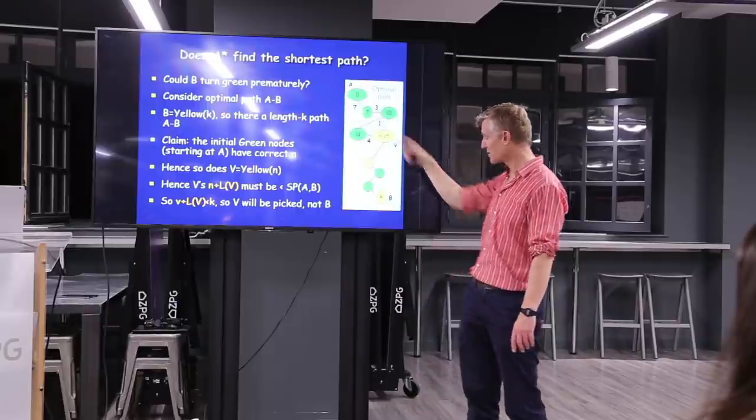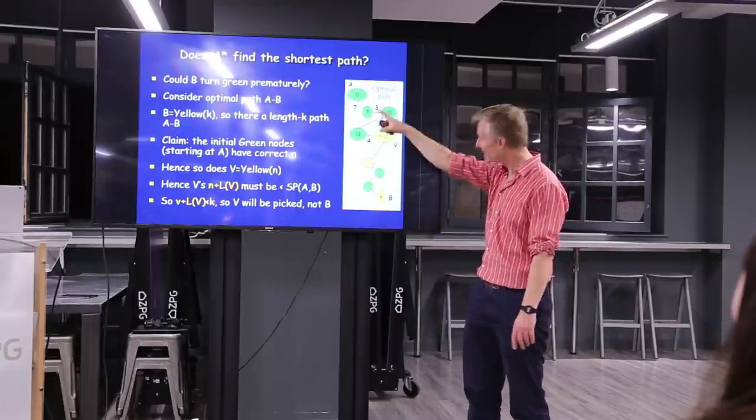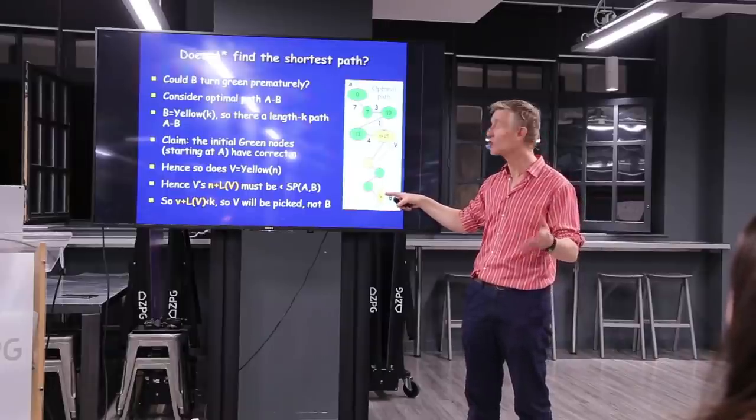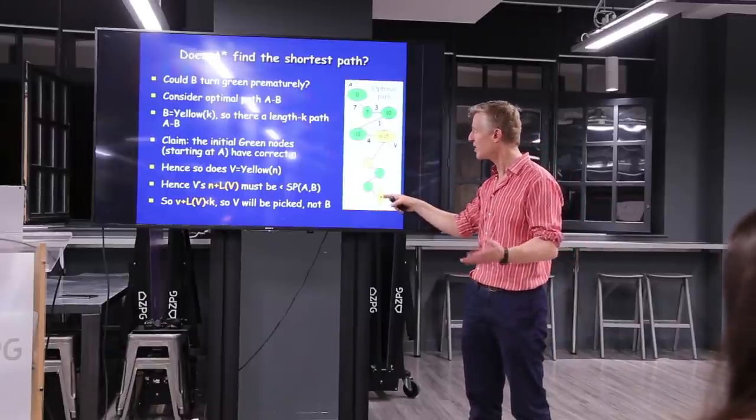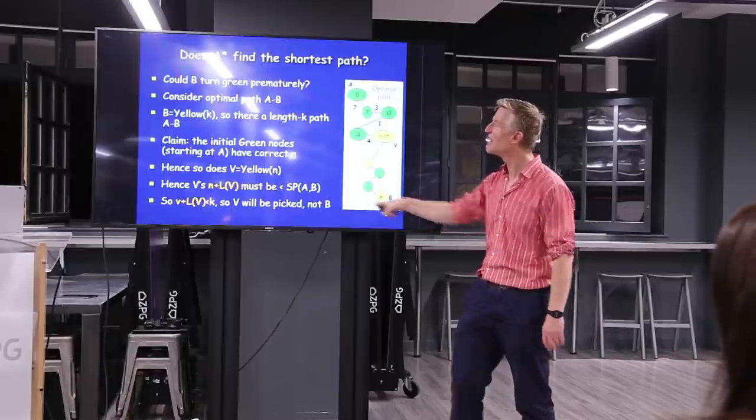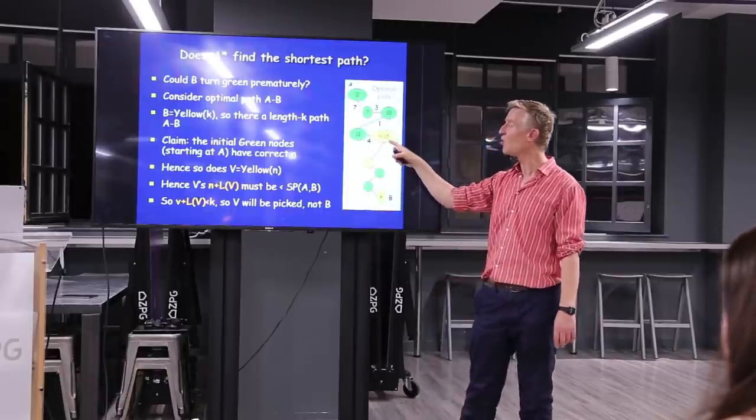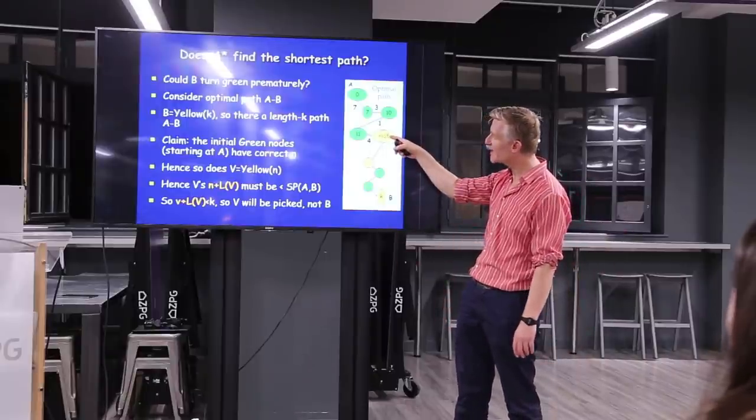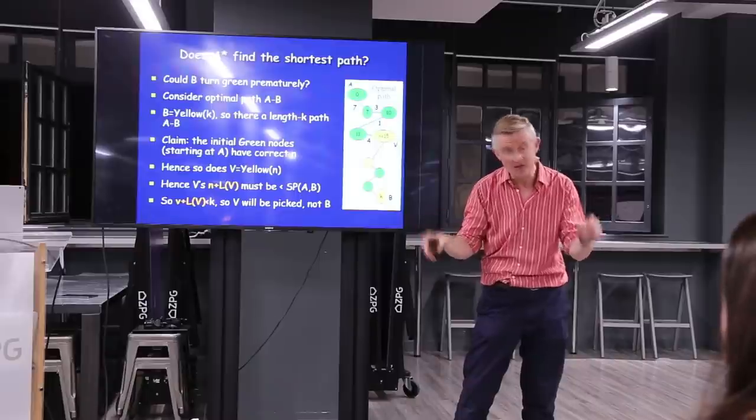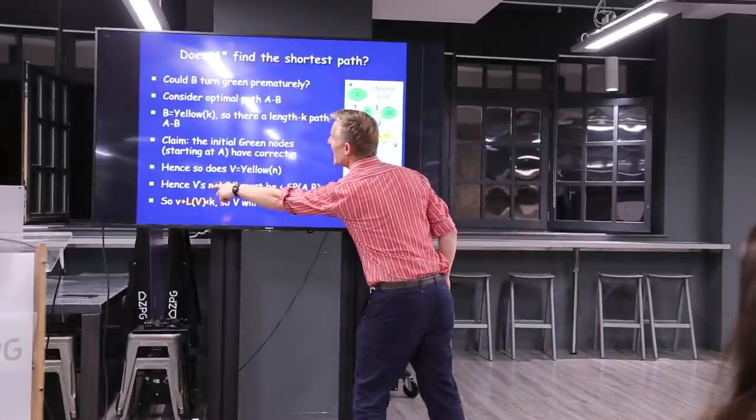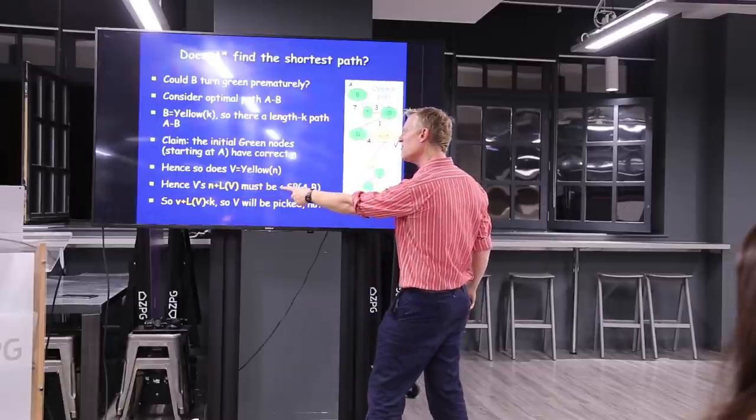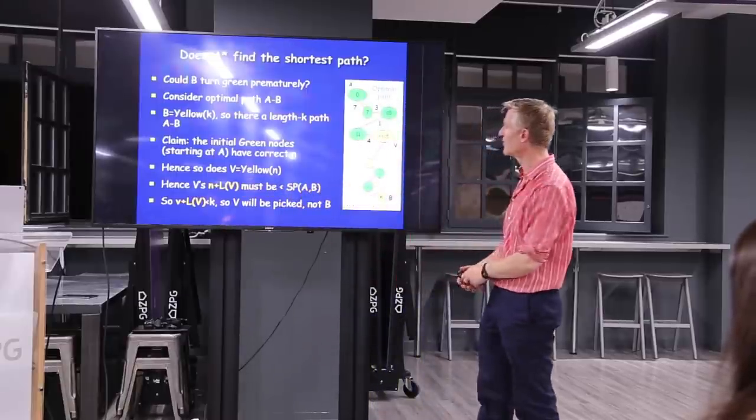Well, consider the optimal path, and this is K. There is a K path to B, that must be bigger than the shortest path, right? Because K is a path, and there's no path that's shorter than the shortest path. The initial green nodes all have the correct N, exactly the same reasoning as before. So V has the correct N, and now the only difference in the argument is that V's N plus the lower bound of V must be shorter than the shortest path from A to B.